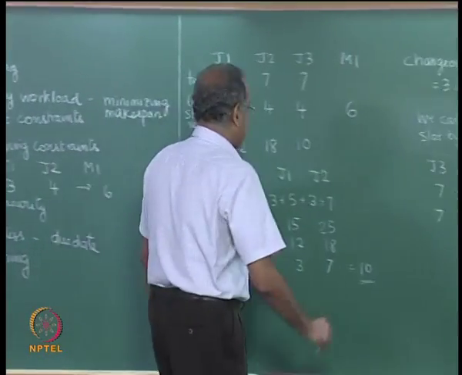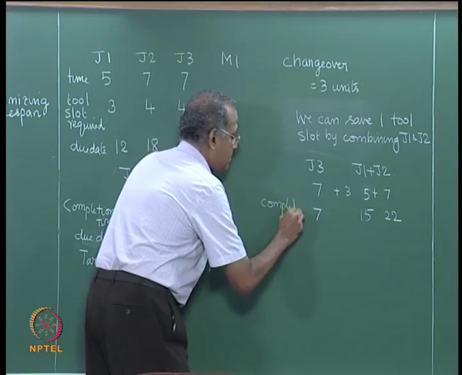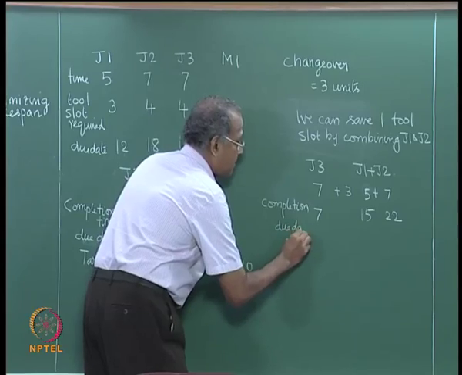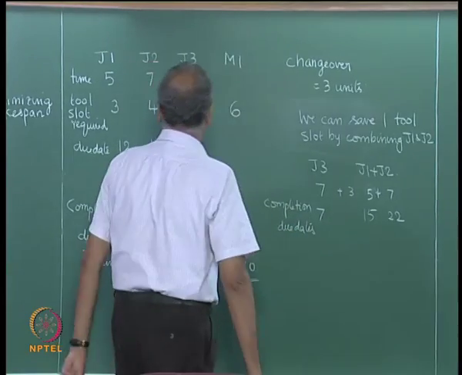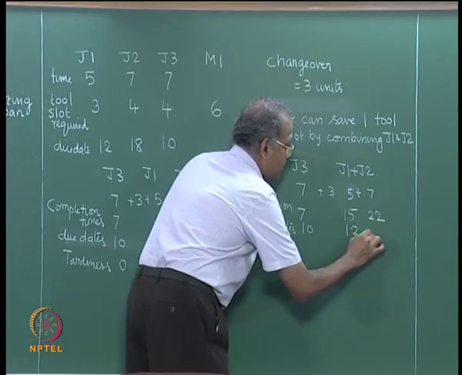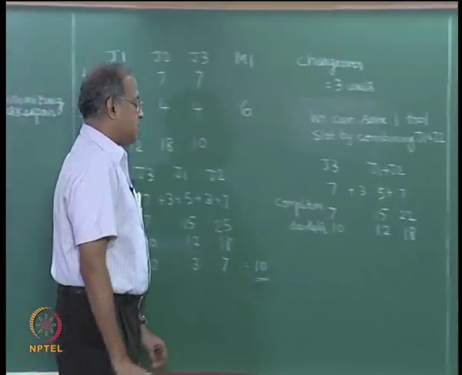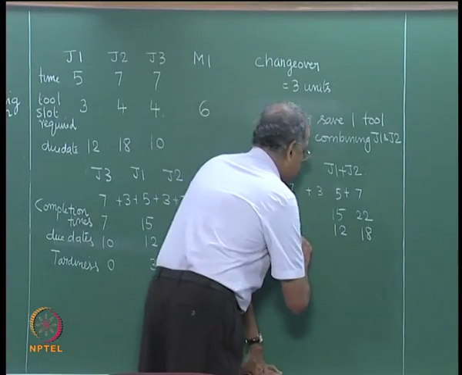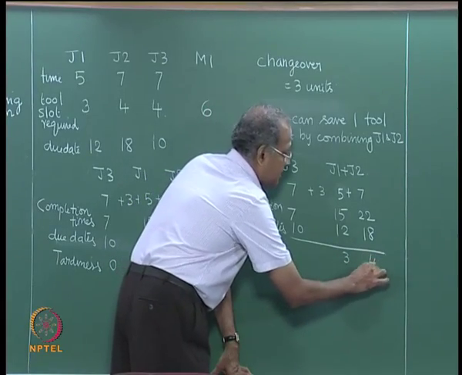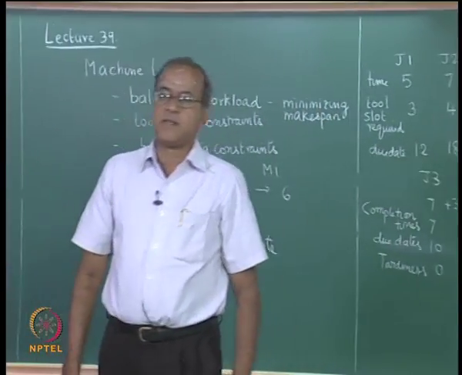So, these are the completion times, and these the due dates are for J3 due date is 10, 12 and 18. So, this completes ahead of the due date. Here the tardiness is 3, here the tardiness is 4. So, total tardiness is 7.